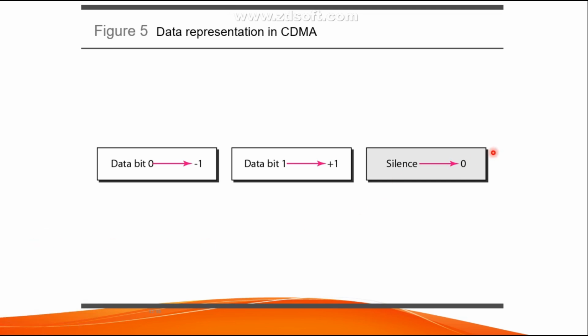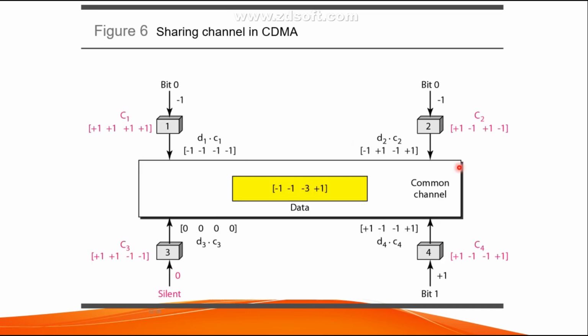Understood? 0 is encoded as -1, 1 is encoded as +1, and silence, no data, is represented as 0. Now, as in this figure you can see there are 4 stations, and these 4 stations are going to use the link during a 1-bit interval.